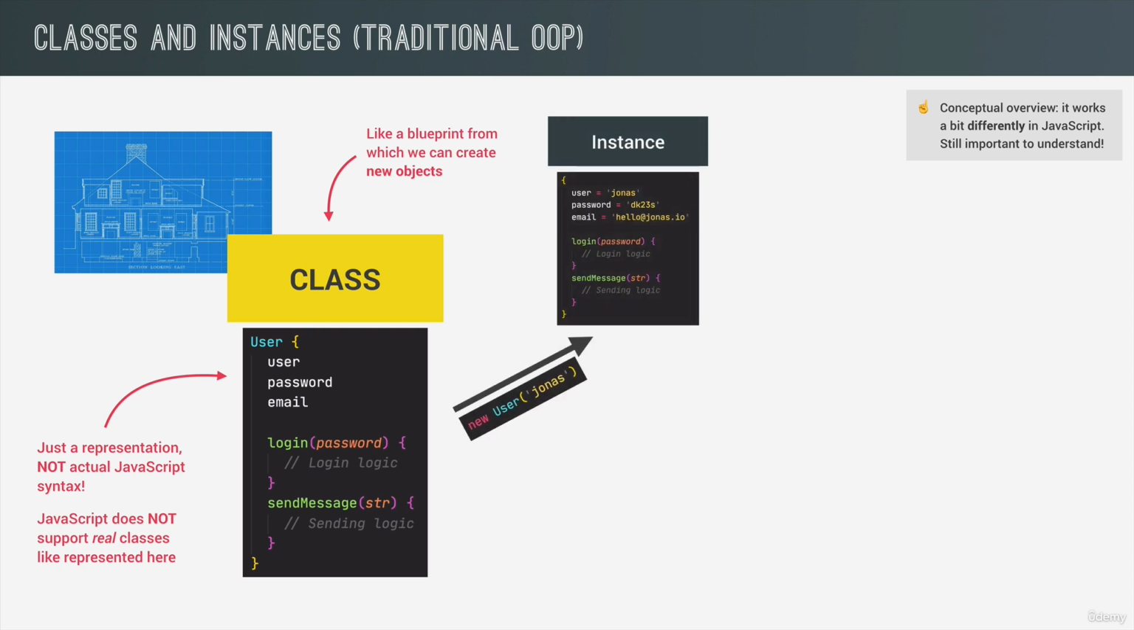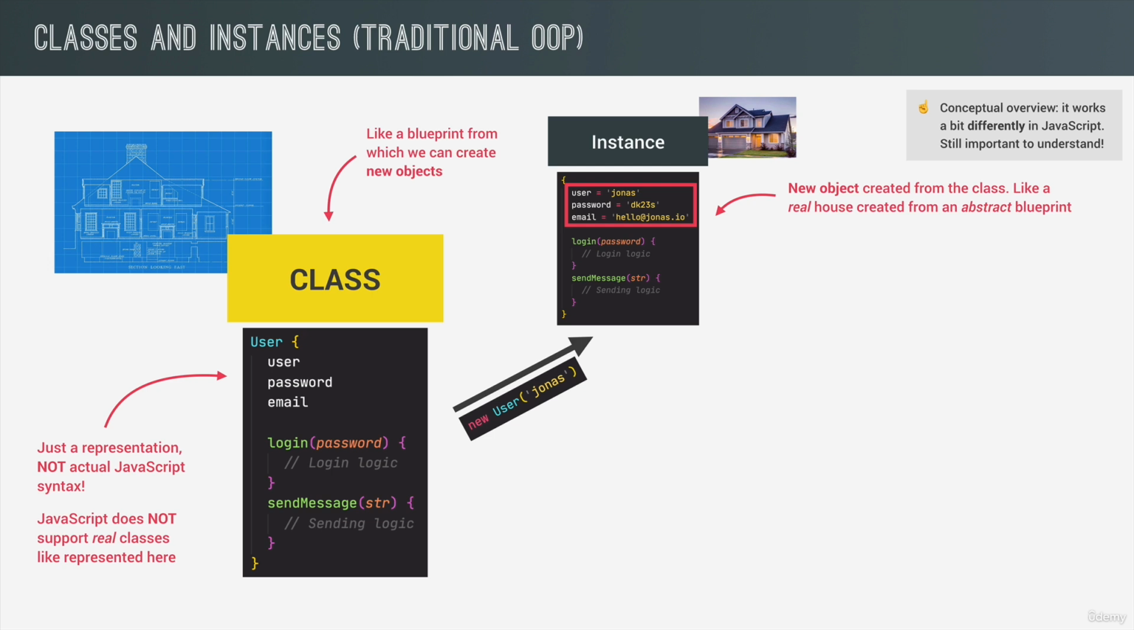And you see that now we actually have real data about the user in the object and not just a description of the data like we have in the class, so in the plan. Now we call all objects created through a class instances of that class. So again, an instance is a real object that we can use in our code, which was created from a class. And the class itself is not an object. All right? So back to the blueprint analogy from earlier, this instance is like a real house which was created from the abstract blueprint created by the architect.